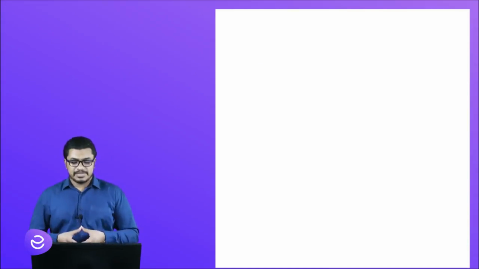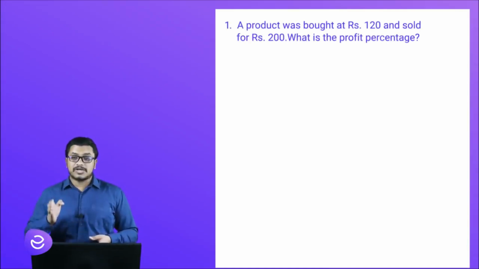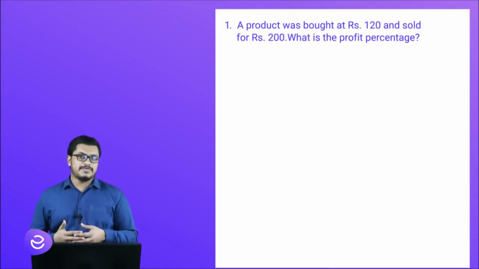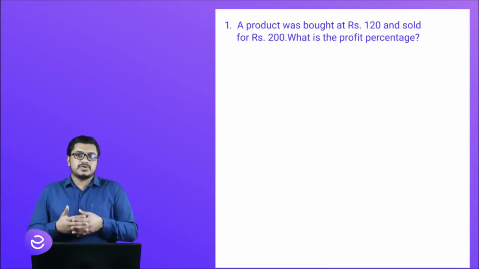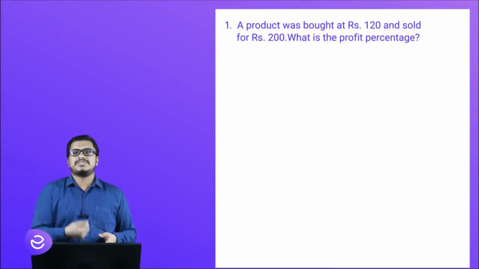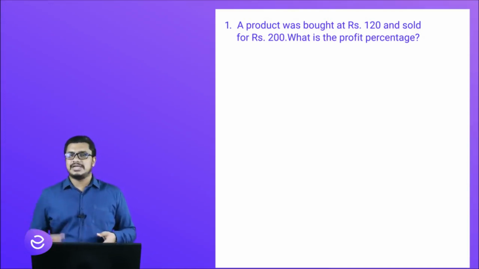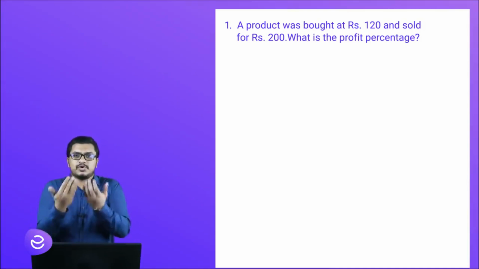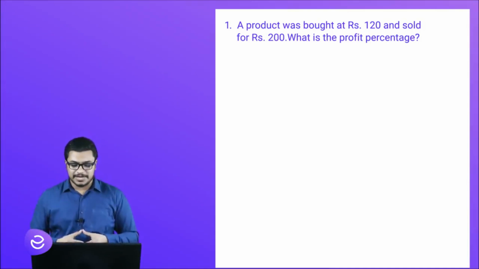The first example: a product was bought at rupees 120 and sold for 200. What is the profit percentage? It's not like they'll give you SP and CP and tell you to find the profit. They'll play with the profit percentages because it is a little bit complicated to calculate. But if you know the equations, which are given directly to you, it will be very easy for you to find.